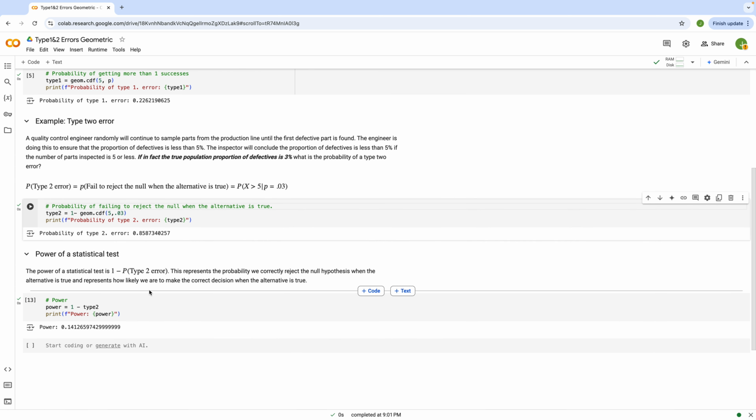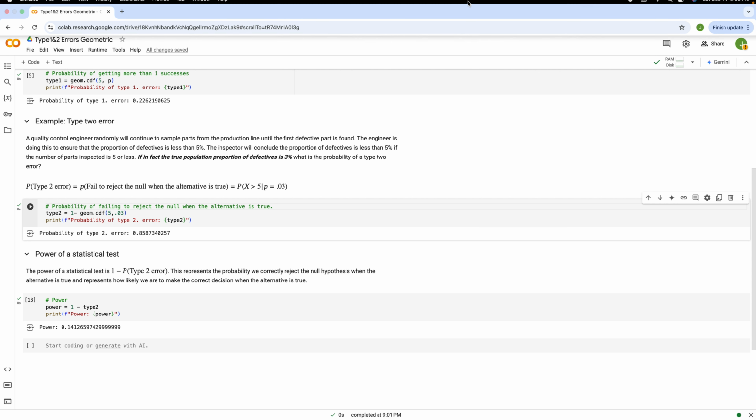And so the power of the test is 1 minus the probability of type 2 error. That's 14%. And that means that the 14% represents the probability we correctly reject the null when the alternative is true. Okay, thank you very much.